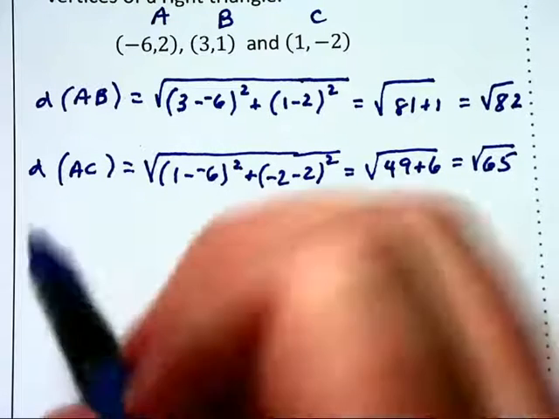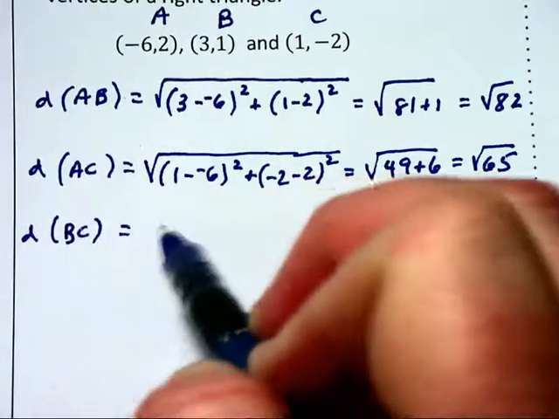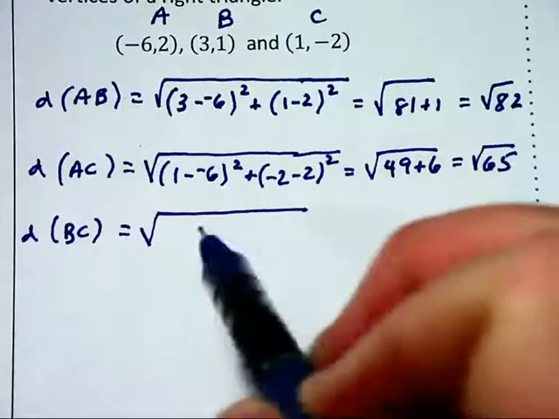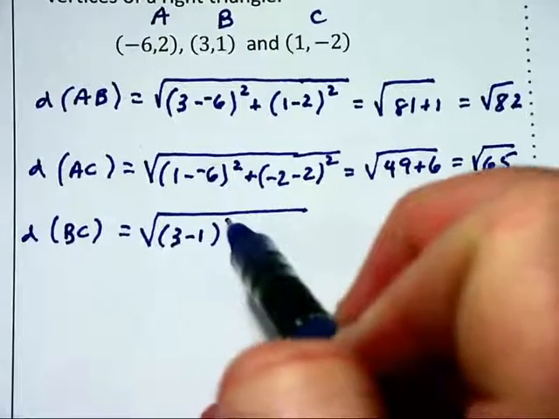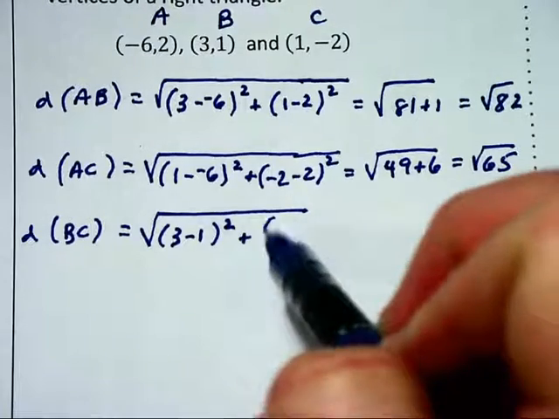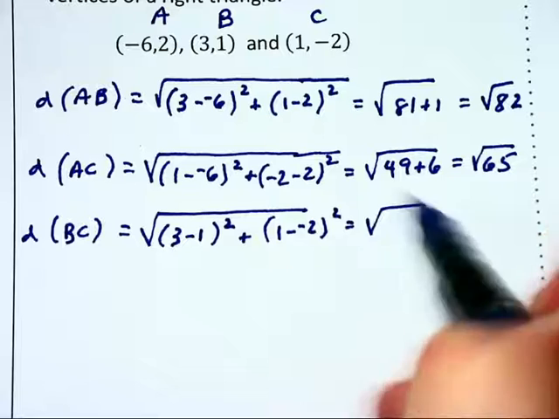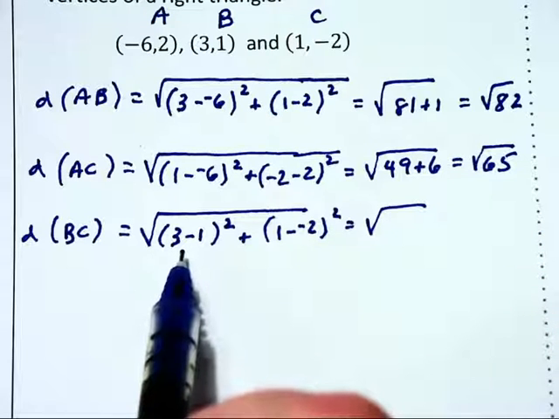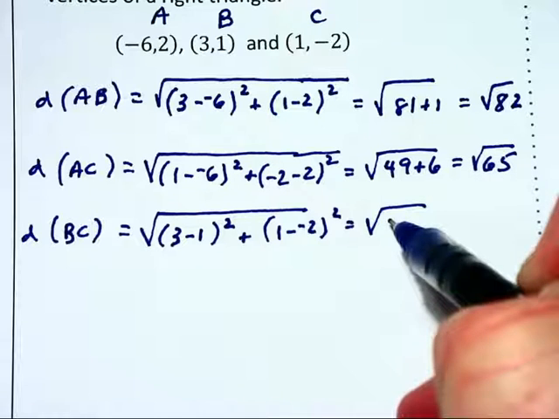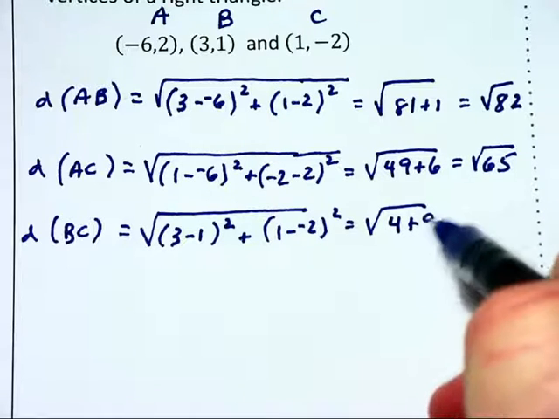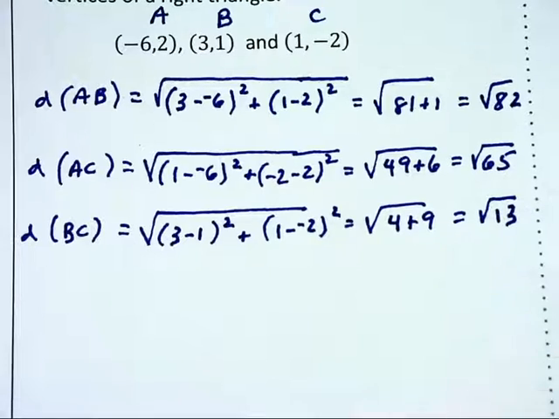Finally, we need to find the distance between the points B and C. One more distance formula. This time we will have 3 minus 1 quantity squared plus 1 minus -2 quantity squared. We're going to have a 2 in the first parentheses and a 3 in the second parentheses. Squaring these, we will have 4 plus 9, which gives us the square root of 13.